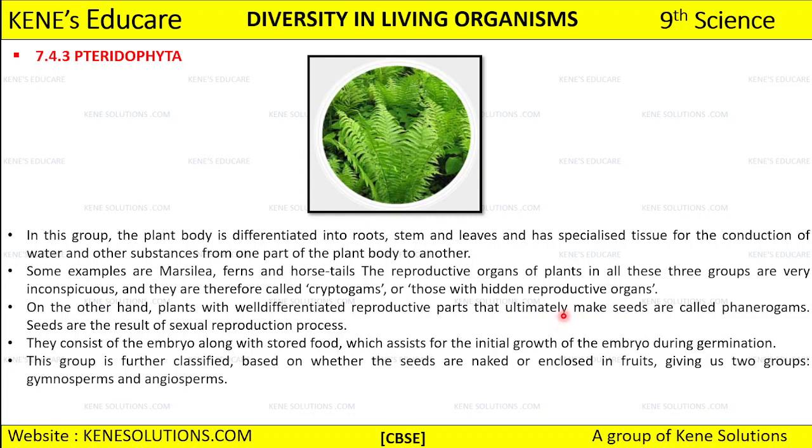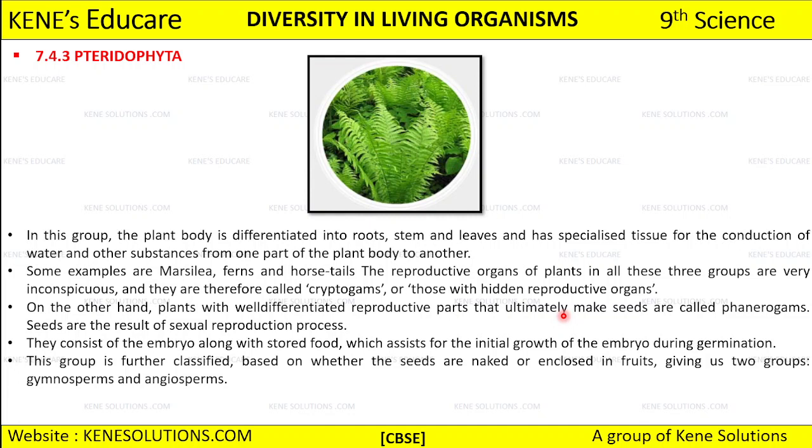Okay, seeds जो है, how do we get the seed, that is the result of the sexual reproduction process that takes place in the plant. So they consist of the embryo along with the stored food, which is going to assist the initial growth of the embryo that takes place during germination. Now we all are aware of when the seed germinates, right? तो germination के time पे क्या होगा, you will see that there is an initial growth of the embryo which has been supported because of this.